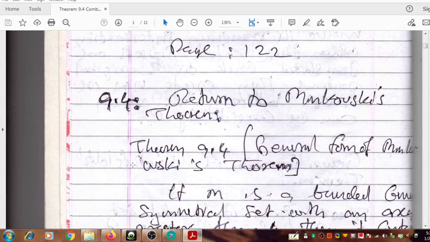This video is mainly on Minkowski's theorem, the general form of Minkowski's theorem, which is taken from chapter 9 of the textbook written by C.D. Olds named Geometry of Numbers. This theorem is the theorem numbered 9.4 in the 9th chapter of the text.